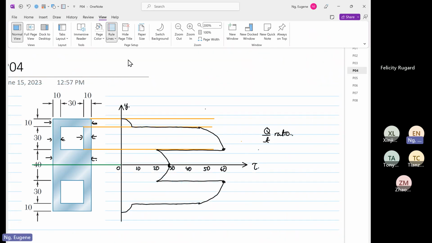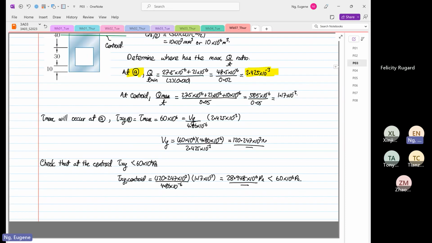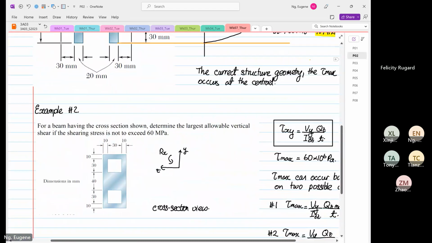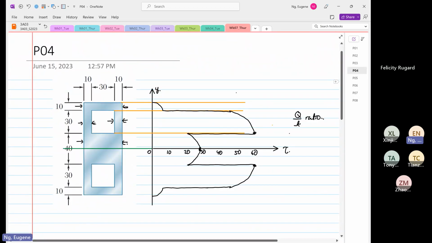Right. So let's look at another example. So this is probably example 2. I think this is example 2. Am I right? I can't remember now. Let me look. Oh, example 2. So before I go on to example number 3, any questions so far?